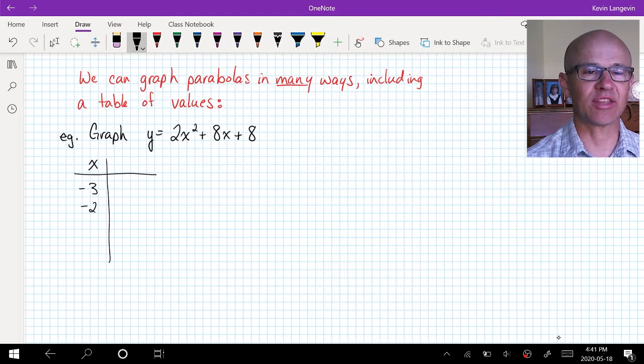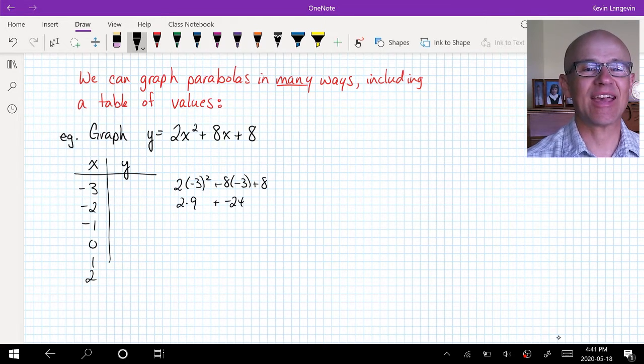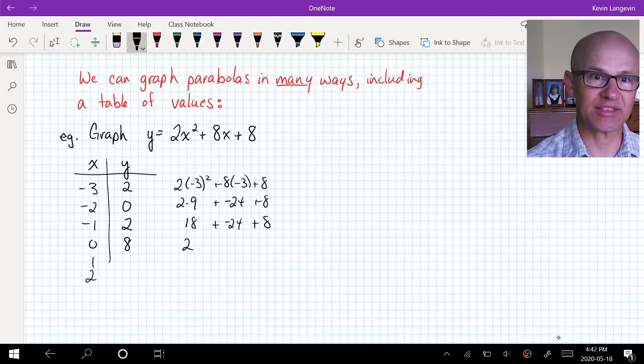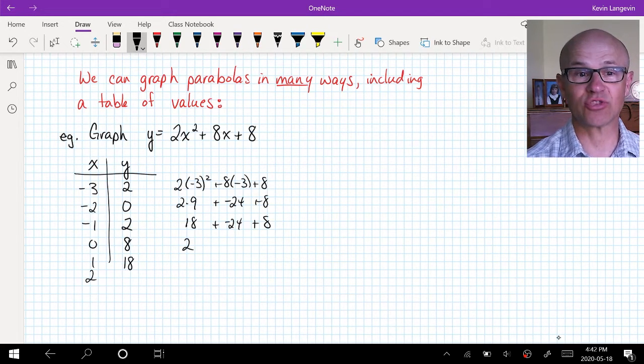I had a little mistake there. I've chosen the numbers -3 through 2, and I'm starting to plug numbers in. So I just plug each one into the equation and work it out. And as you can see, I get 2, 0, 2, 8, 18. My numbers are getting so big that 2 didn't make sense. So I changed my 2 into a -4.